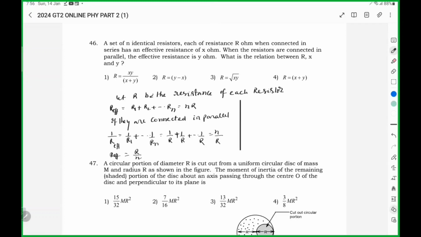Now what is given is nR is X and R by n is Y. In the options only X and Y are there, n is not there. Let us eliminate n. From here, R square is XY, so R is root of XY. So the third option is correct.